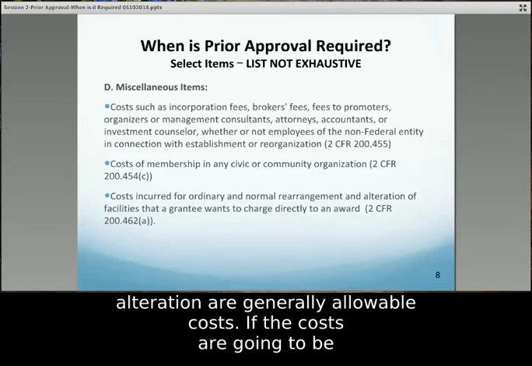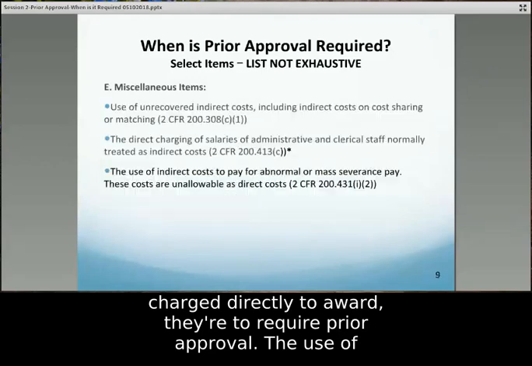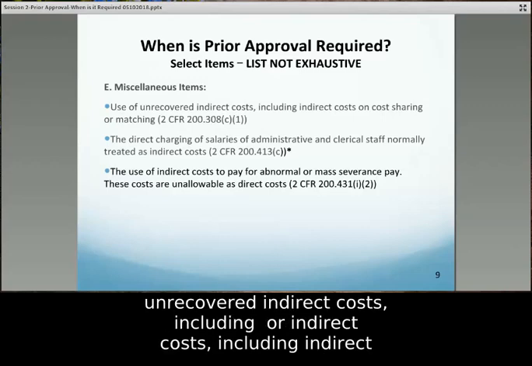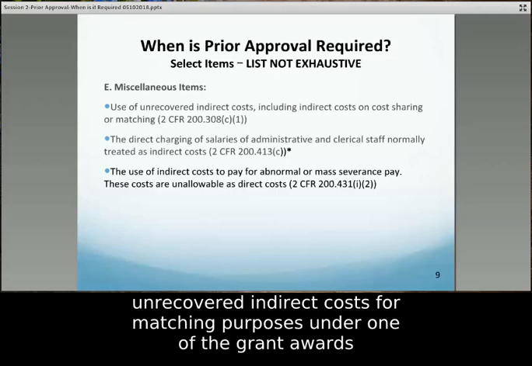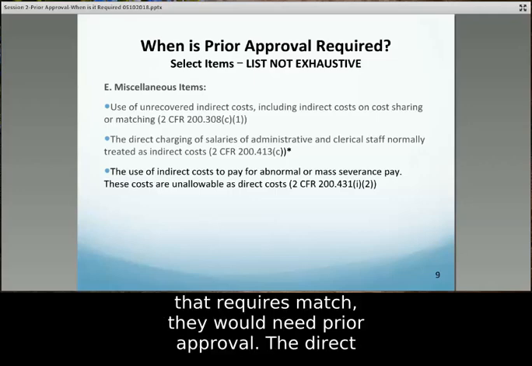If the costs are going to be charged directly to an award, they're going to require prior approval. The use of unrecovered indirect costs, including indirect costs on cost sharing or matching. So if an agency wants to use unrecovered indirect costs for matching purposes under one of the grant awards that requires match, they would need prior approval.